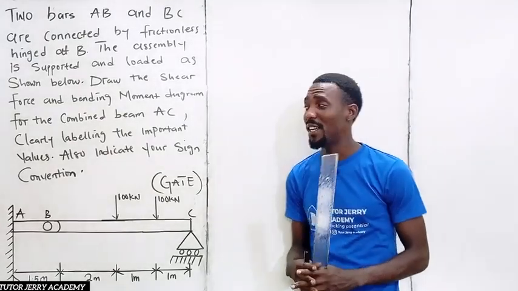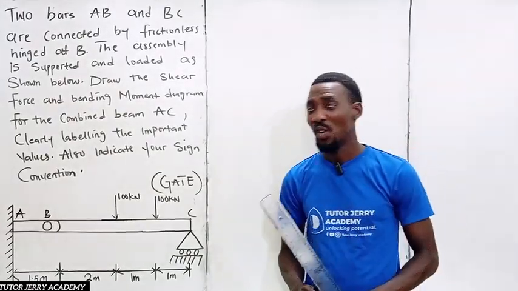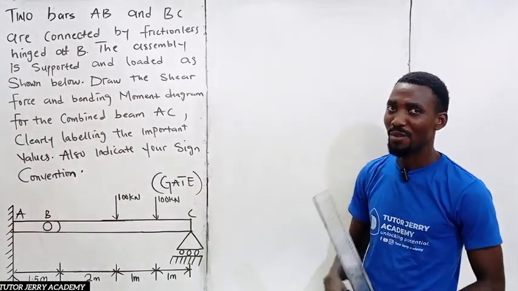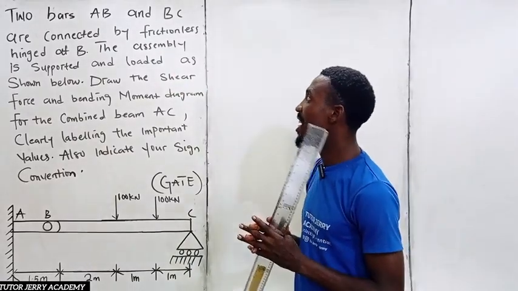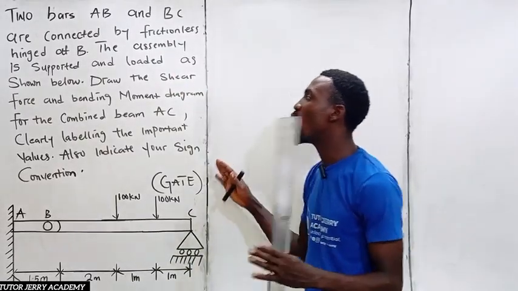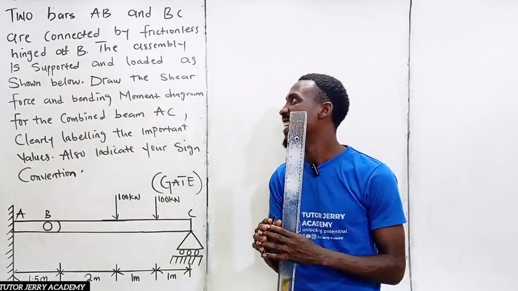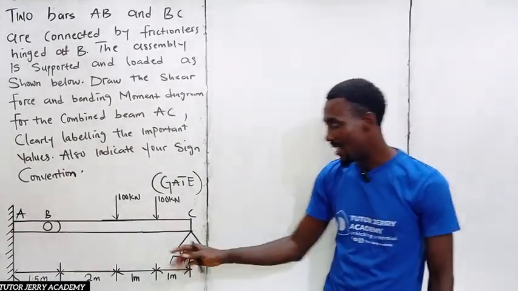Hello and welcome. Let's solve another interesting question. And this question is coming from GATE. Alright. Two bars AB and BC are connected by a frictionless hinge at point B.